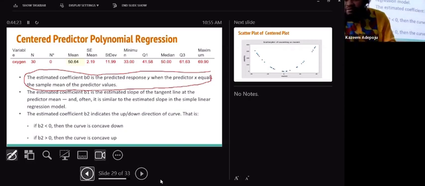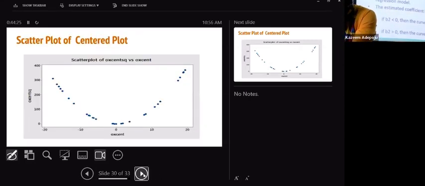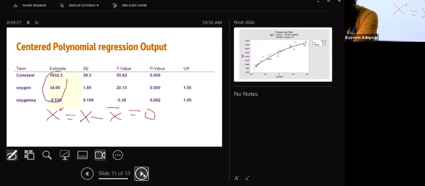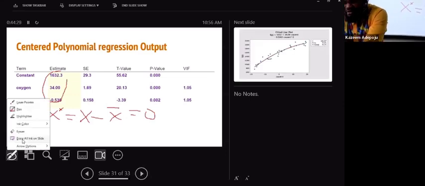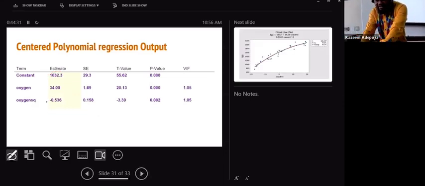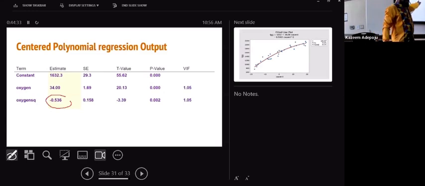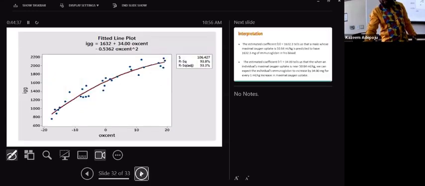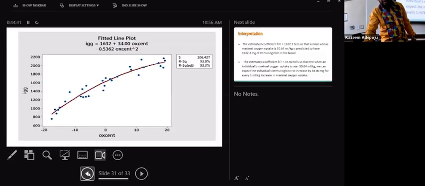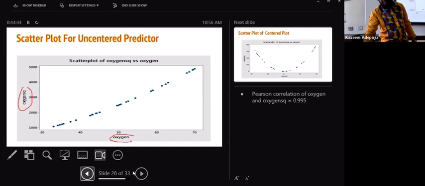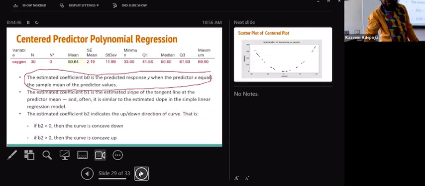Here it is positive. Oh, sorry, let me see. Yeah, it is negative. You see negative? That means B2 is less than 0, and based on what I put here, that's going to be concave down. So take a look at that: less than 0 means concave down.